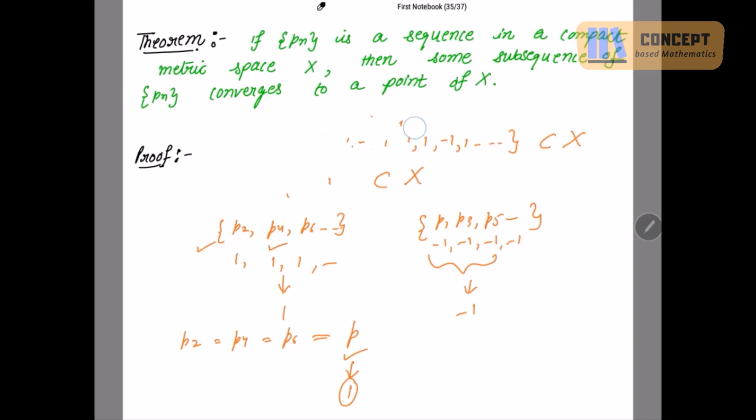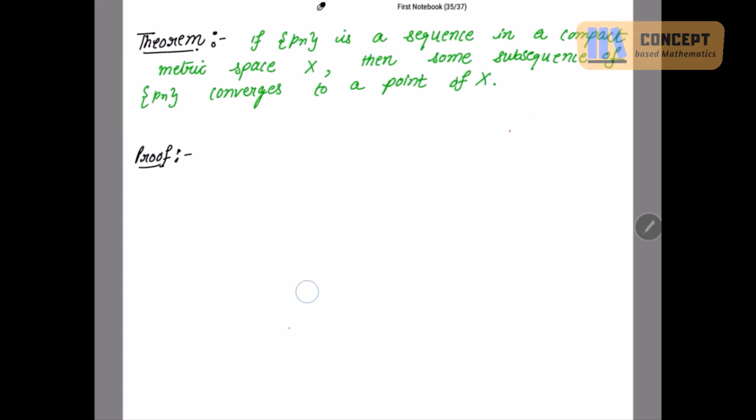So we just take a sequence and see about its range and prove the result. So I'm writing this now. Let E, consider this E to be the range of the sequence Pn. Alright, then this range E is also a subset of the compact metric space X, right?